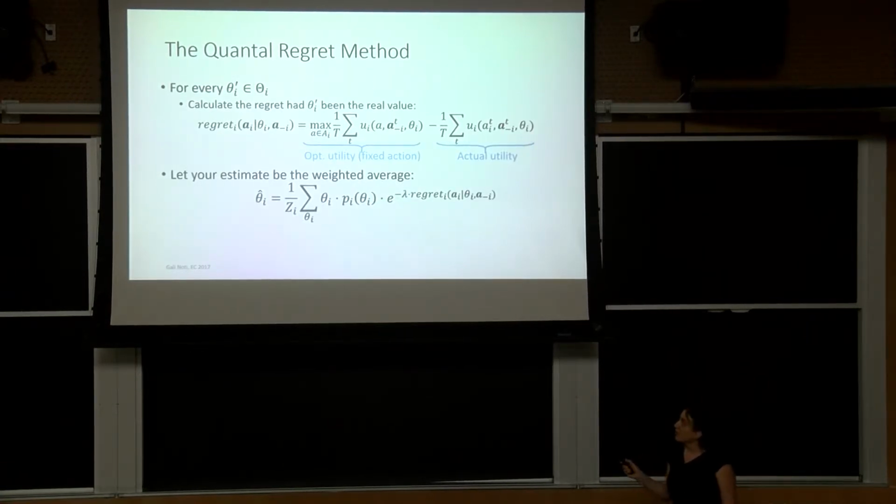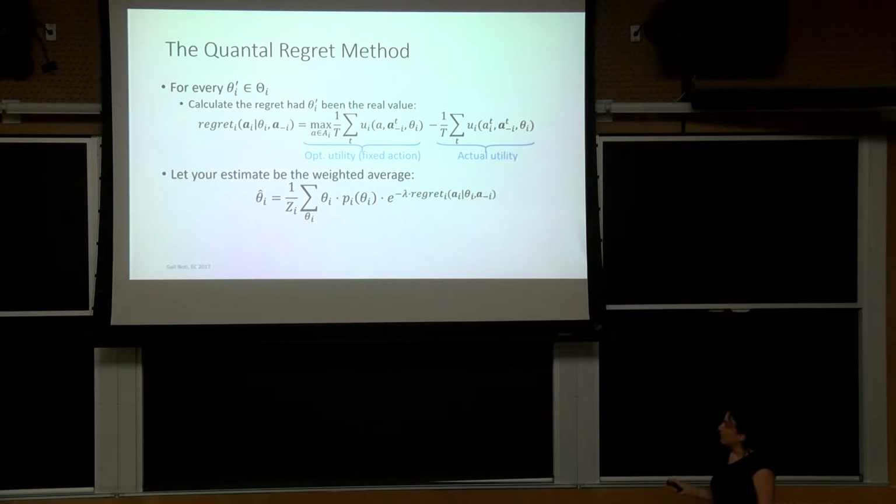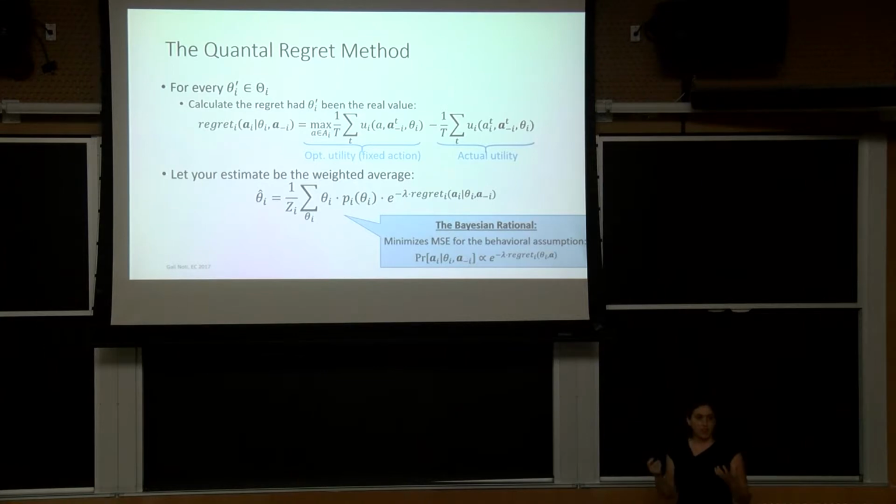What the method does is go over all possible values of theta i in principle. If it's too much, we just take some reasonable grid of values. Then it calculates for each value the regret for the player, had this been the true value of the missing parameter theta i, for the actual sequence of actions that was actually played. And then the estimate is this weighted average of possible values of theta i according to the prior, with exponentially decreasing weights in the regret. The idea behind choosing this estimator is the behavioral assumption that we make, that the probability that the player played any particular sequence of actions is exponentially decreasing with his regret. And this estimator is the one that minimizes the mean squared error under this assumption.